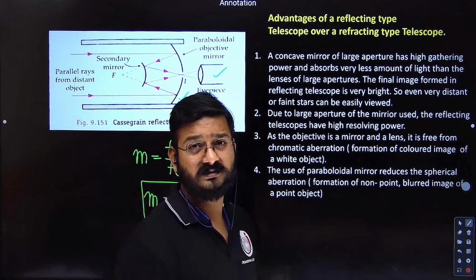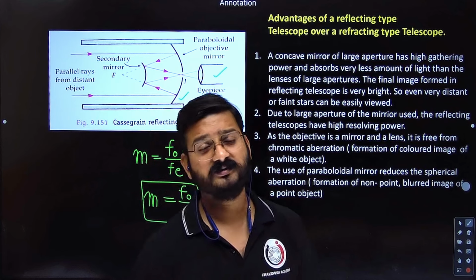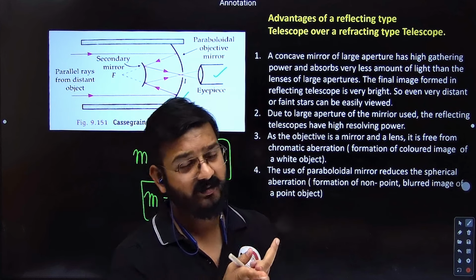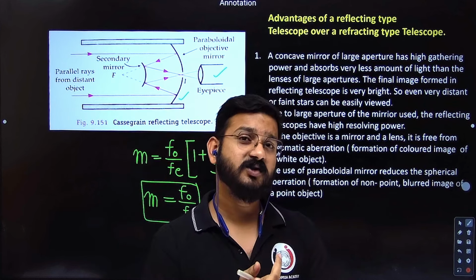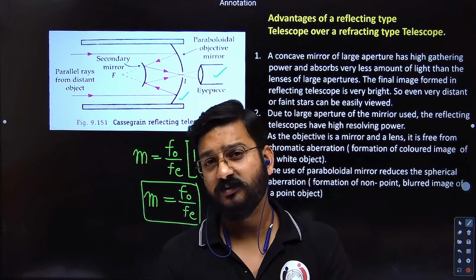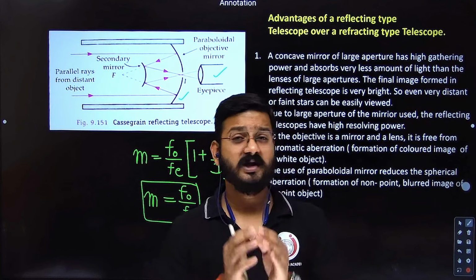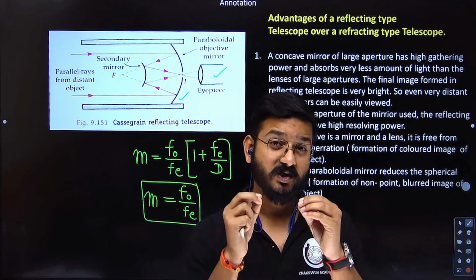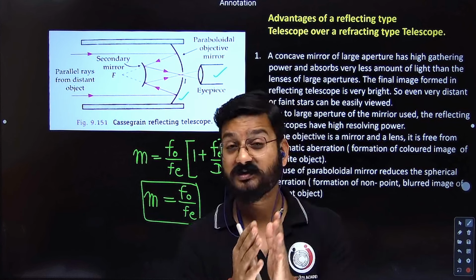So this is how we sum up the optical instruments. We started with simple microscope, compound microscope, then refracting telescope, and then reflecting telescope. So these are the 4 main optical instruments in your syllabus. In the next lecture, we will discuss some previous year numericals, not the theory, numericals on this topic.